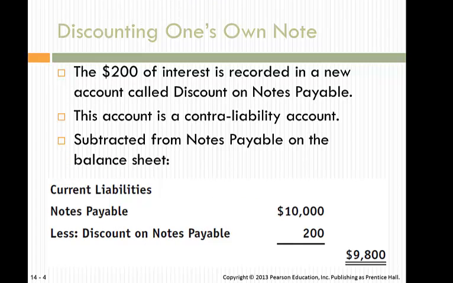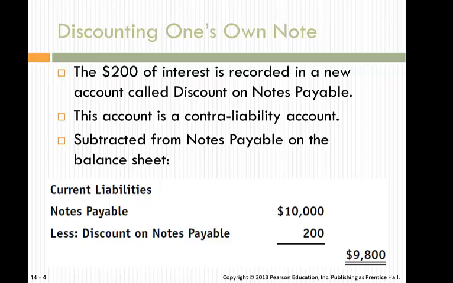When a company discounts its own note, the interest isn't immediately recorded as interest expense. Instead, it's recorded in an account called Discount on Notes Payable, which is a contra liability account with a normal debit balance. Over time, this amount is recorded as interest expense in a process called amortization. You will see amortization more formally in a later chapter when we cover bonds.